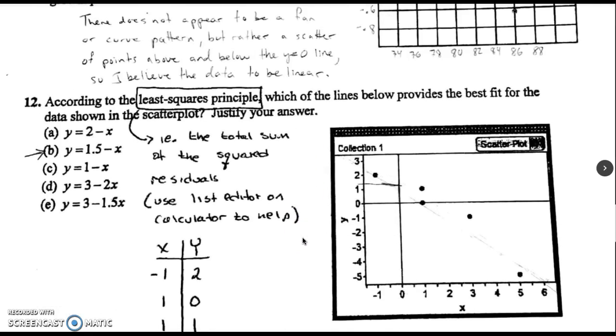Question 12 says, according to the least squares principle, which is the total sum of the squared residuals, and you can use the list editor on your calculator to help you find them. Which of the lines below provides the best fit for the data shown in the scatter plot? So here is our scatter plot.